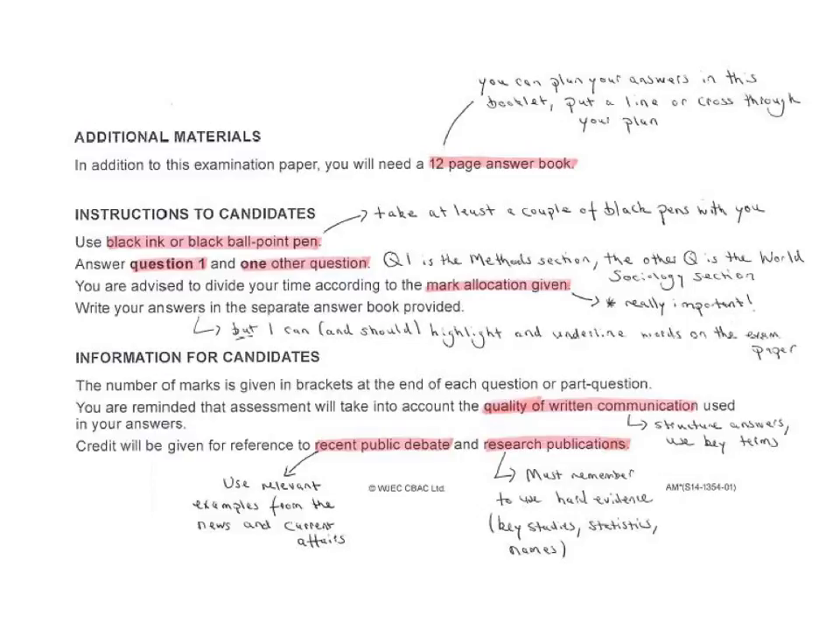These are the instructions that you'll read on the front cover of the exam paper. It says that you've got to use black ink or a black ballpoint pen, so make sure that you take some spare pens with you to the exam. And it says that you've got to answer question 1 and one other question. So question 1 is the method section, and then the other question is the world sociology section. There's a reminder here about time management, that you should divide your time according to the mark allocation given. Really important. I'll explain more about that in a moment.